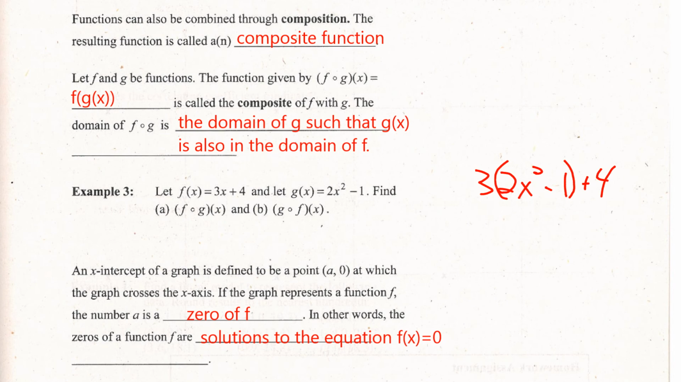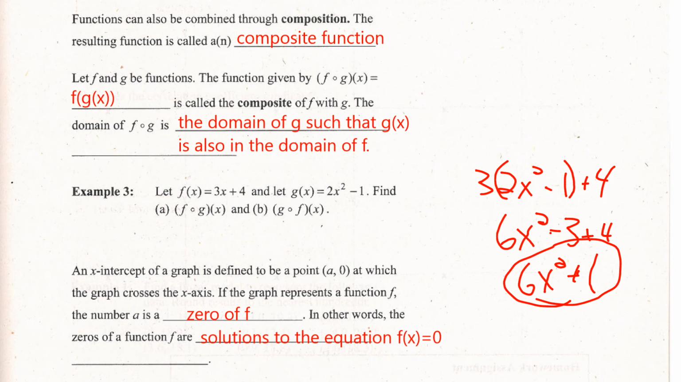Now, usually you would then simplify a little, distribute, for example, 6x squared minus 3. Then you have some like terms that you can combine. 6x squared plus 1. Here you have the composite function f of g of x. Taking g of x and substituting it in for the x in f.